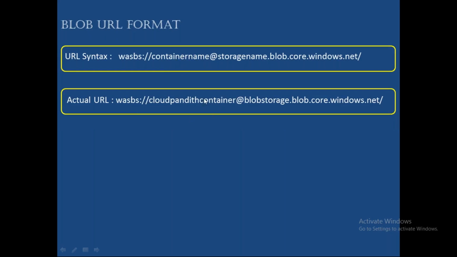This is the container name. My container name is, I have created a Cloud Pandit container. This Cloud Pandit container is available in which storage? Blob storage. Okay, my storage name is blob storage.blob.core.windows.net. So this is how you need to form the blob URL to read data from this particular blob storage. In this blob storage I have a Cloud Pandit container. From the Cloud Pandit container I am able to read the data. Clear to all of you? This URL you need to remember.